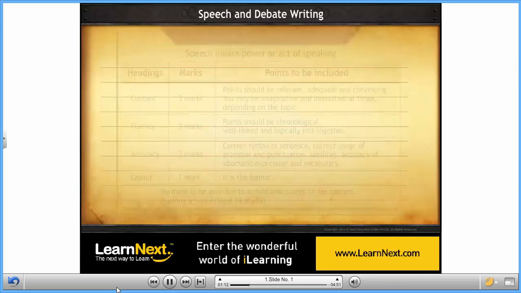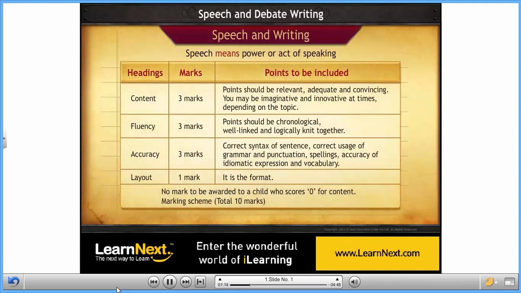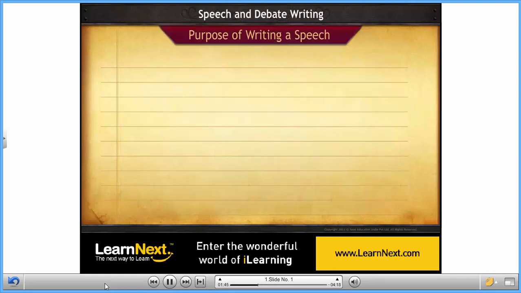Here is the marking scheme for you at a glance. Keep in mind the marking scheme to score better. There are certain points that you need to remember while writing or drafting a speech. Let's take a quick look at the format.